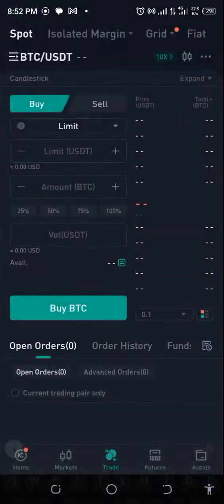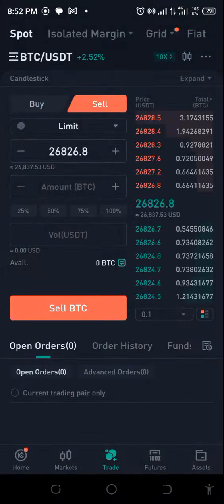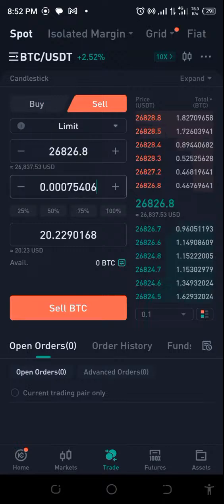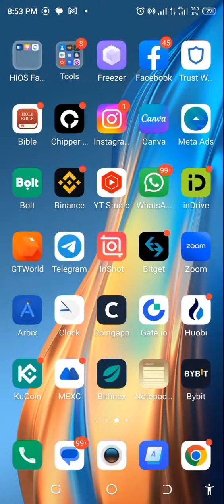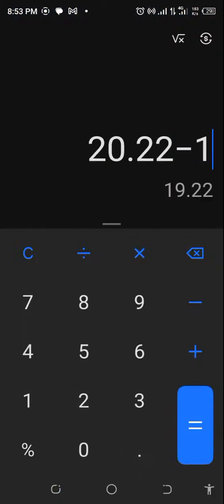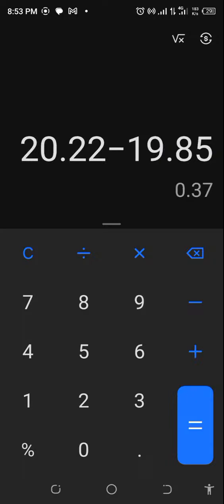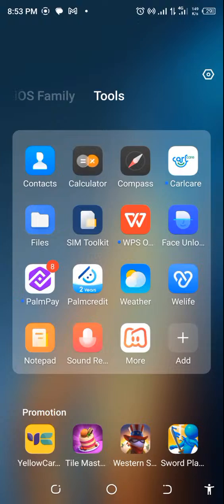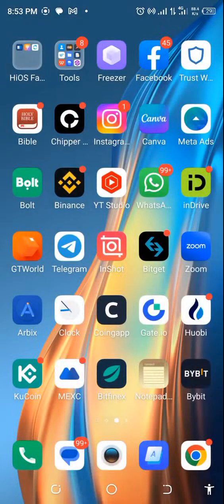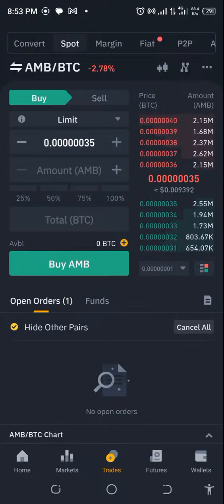Alrighty, so let's see. We're going to be selling. Let's sell it sharp, sharp. Let's put that one in there. Okay, so we get 20.22. Wow, let's go check what that is in calculation. That's 20.22 minus 19.85. Wow, that's 37 cents. Interesting. And don't forget, we have to subtract the transfer fees, but we'll go check that right away now. I mean, it looks like it's promising.